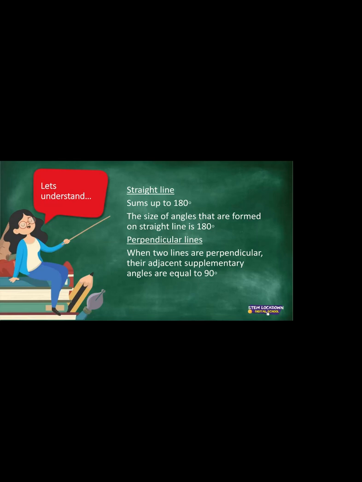What does that mean? It means that you'll have your straight line, and on top of your straight line or below your straight line, you will have angles. Those angles must sum to 180 degrees. Those angles must not sum to 90 degrees or 70 degrees. So it must be 180 degrees, right? I hope you do understand.